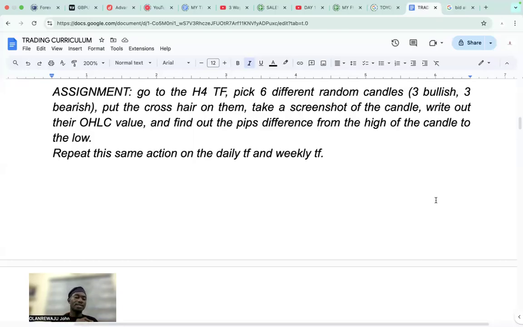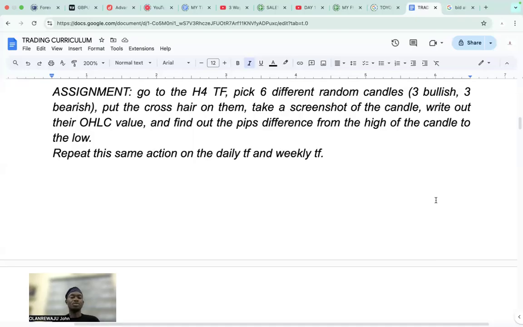When you do, write out the open, high, low, and close value. And when you do that, write out the pip difference between the high and the low. Do you get it? So you are picking 6 different random candles on the 4-hour time frame, 3 bullish, 3 bearish. As you have picked the first one, you put the crosshair on it, screenshot it, write out the value, then find the pip difference between the high and the low. Then you do that on the 4 hour. So repeat that same process on daily and weekly.